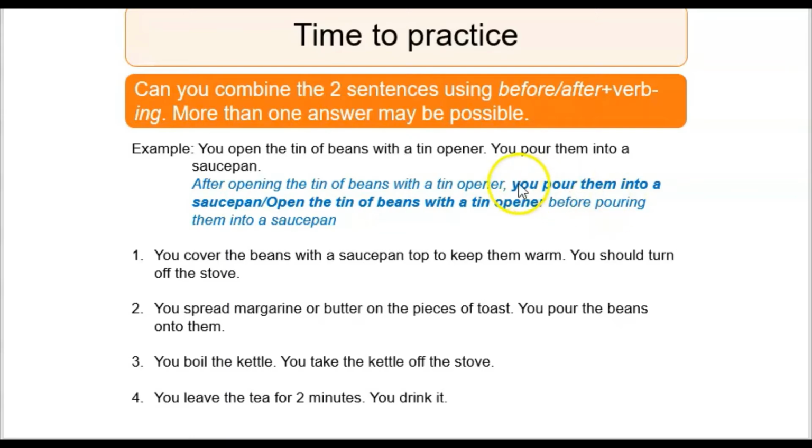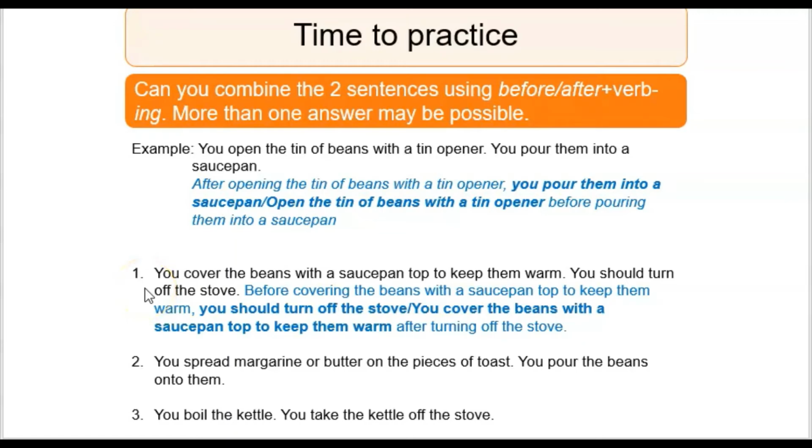Okay, so in the first example, the part in bold is emphasized, right? So the part you emphasize is the clause that doesn't take before or after. The clause that takes before or after is not emphasized. Okay, so what's important in this first example is this: you pour them into a saucepan. In the other example, what's important is open the tin of beans with a tin opener. That's the emphasis here. Okay, so pause the video, take 4 minutes, and do the same for 1 to 4.